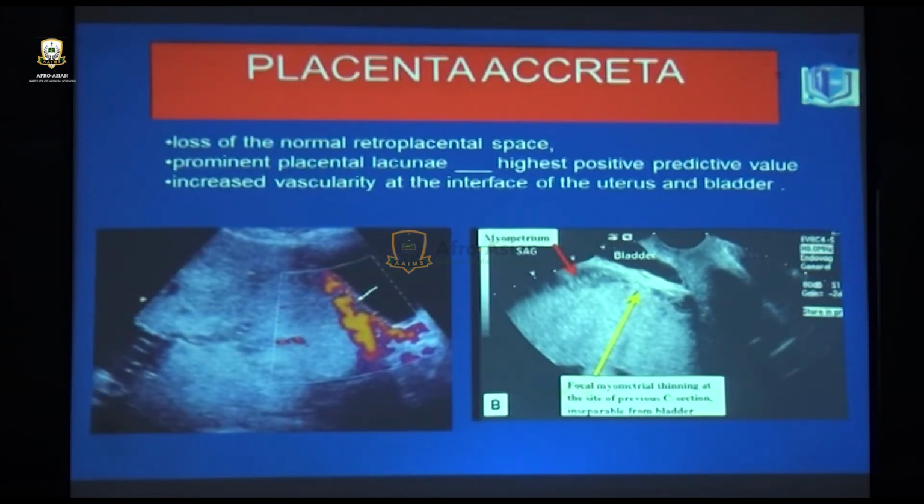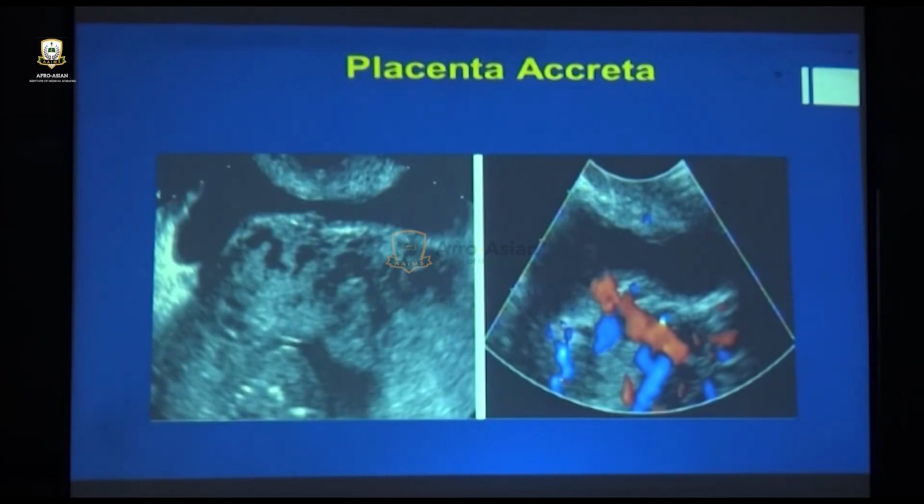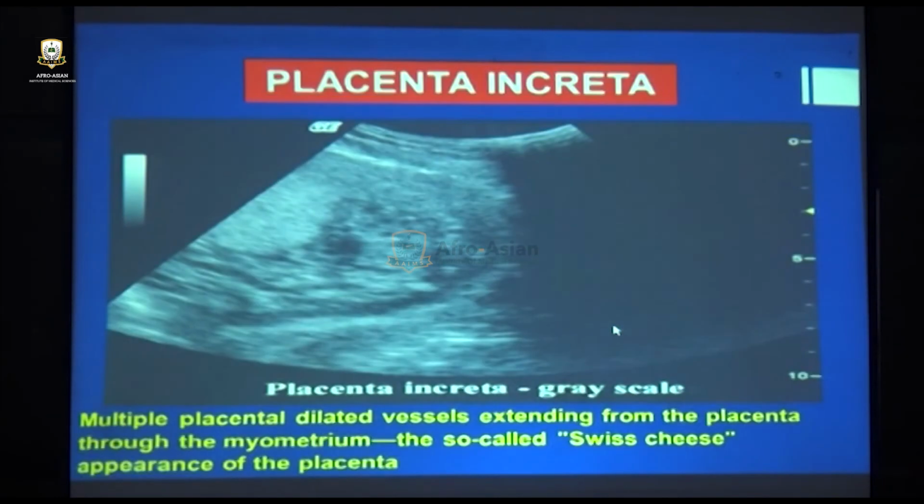So this is one of the examples of accreta. There is loss of normal retroplacental space, prominent lacunae, which have the highest positive predictive value, and we can see increased vascularity at the interface of uterus and bladder. So now we are confident we are dealing with probably an accreta. This is another example. Number of lacunae, loss of retroplacental space, low-lying placenta, accreta.